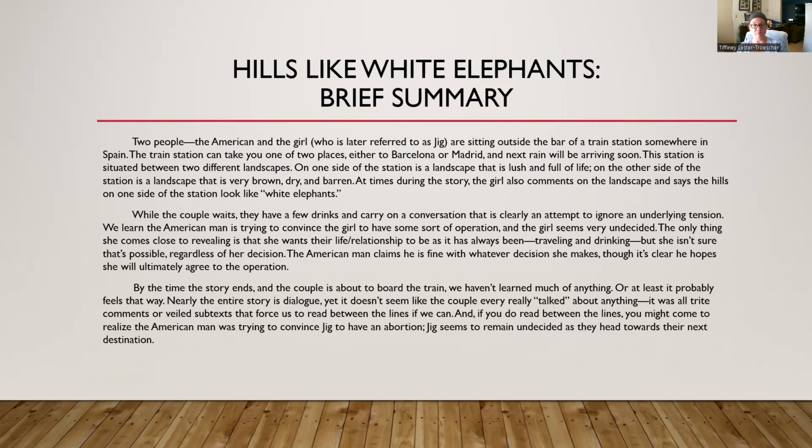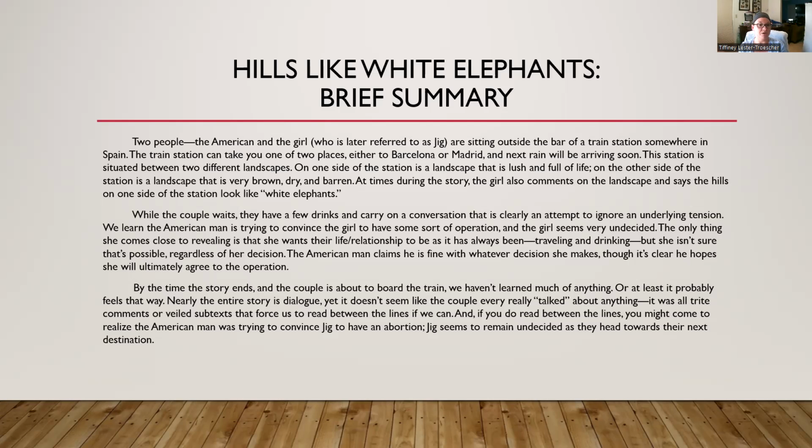They're sitting outside the bar of a train station somewhere in Spain. We know they're in Spain because the train station can take you one of two places, either to Barcelona or Madrid. Because it says the express from Barcelona will arrive in 40 minutes and continue to Madrid, all right? So the next train is going to be coming soon.